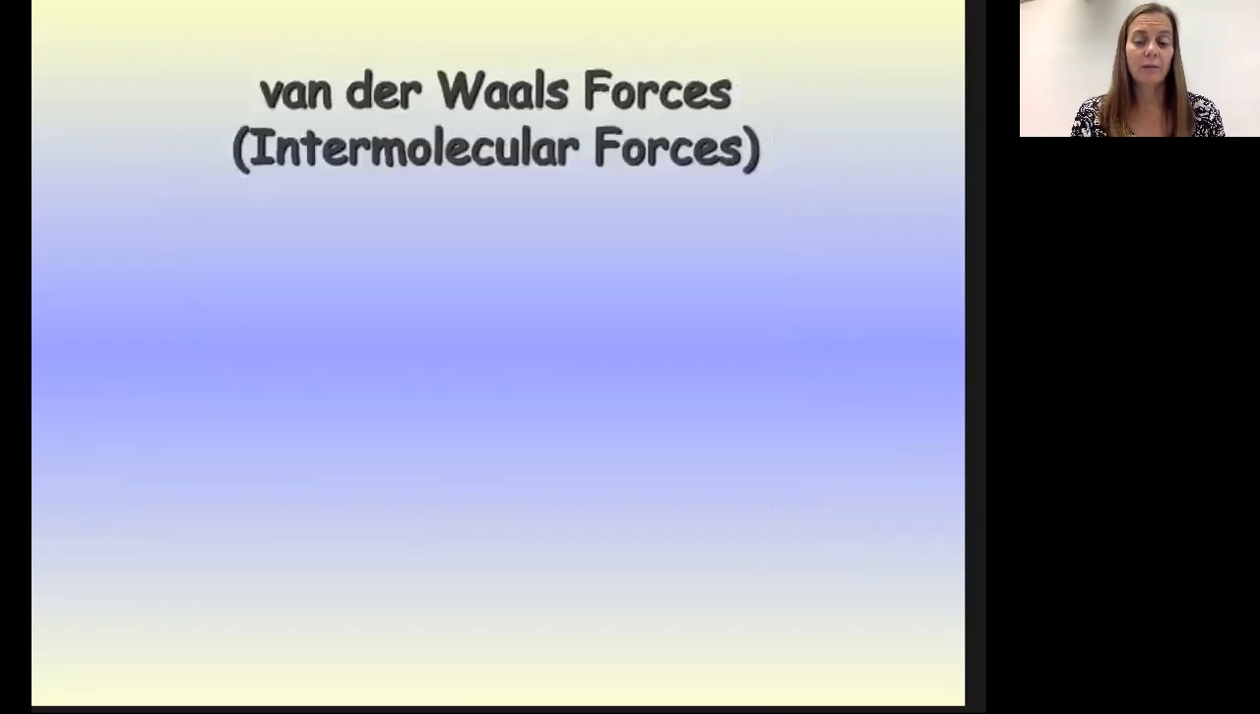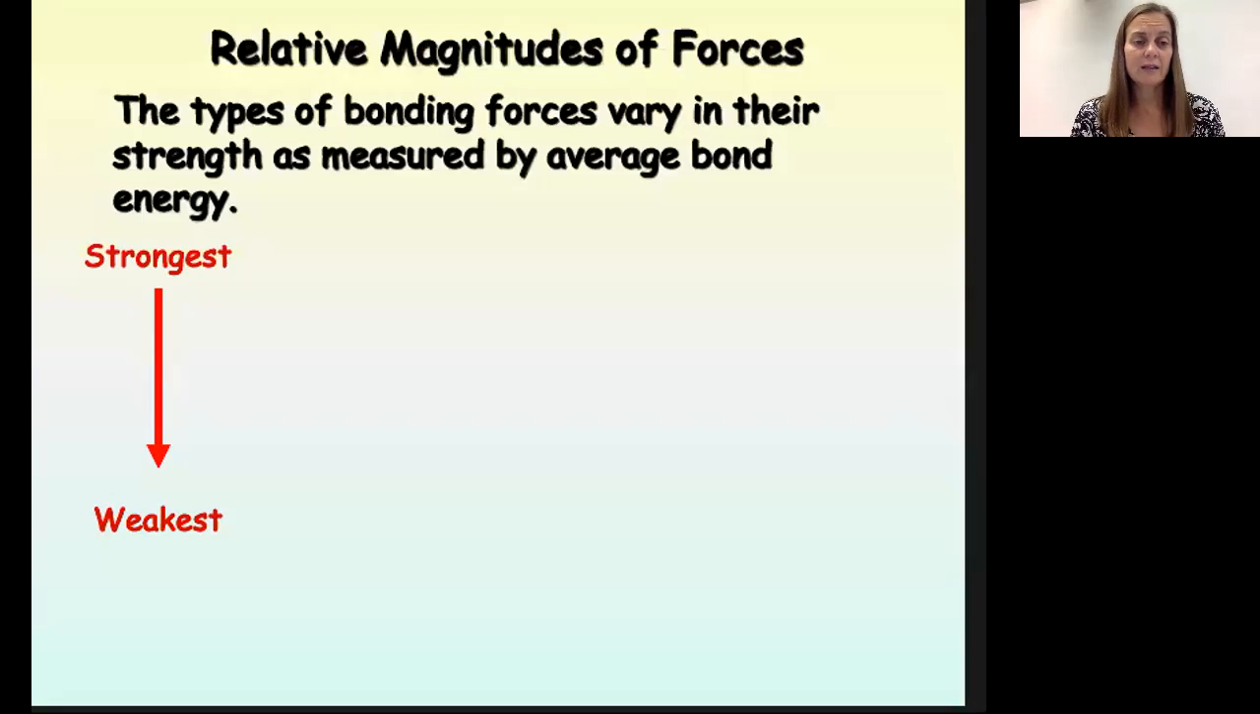So we've already talked about what these are. Let's rank these in order of strength. Covalent bonds are intramolecular forces, not intermolecular forces. I just have them on here so you have a point of reference for strength.